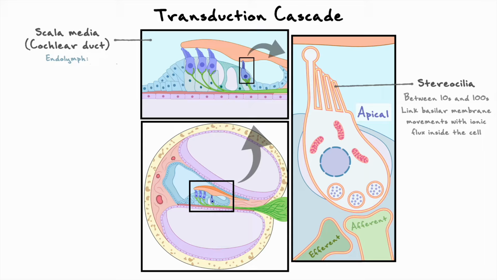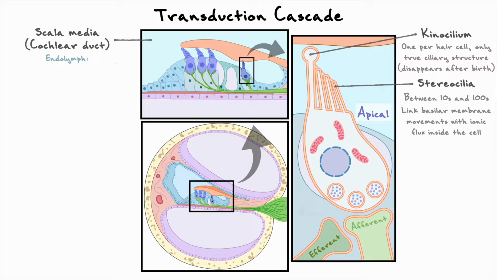Something you might see in your textbooks is also the presence of a kinocilium. Hair cells generally have one, and what is interesting about it is that it is a true ciliary structure in comparison to the stereocilia. Nonetheless, the kinocilium disappears shortly after birth, so its presence is not super important for us.